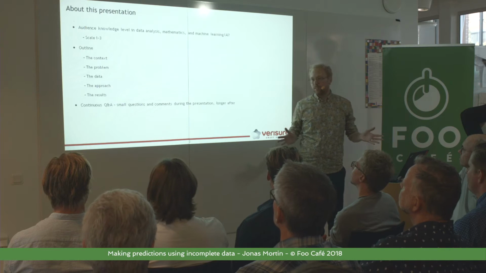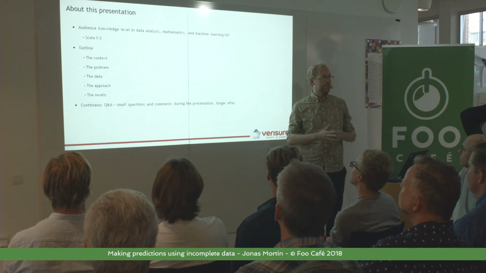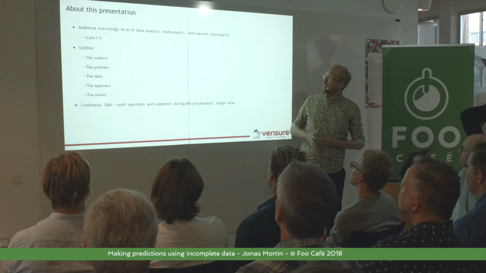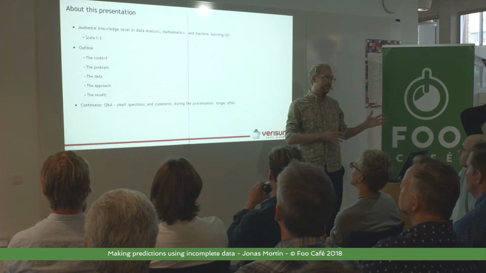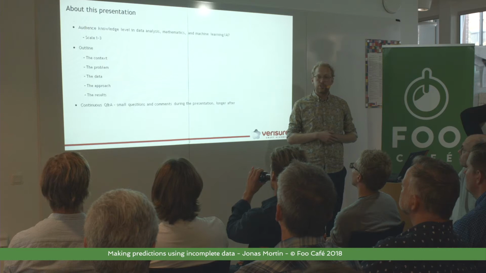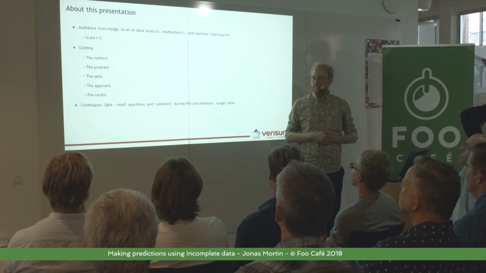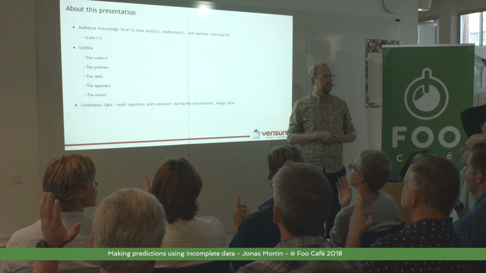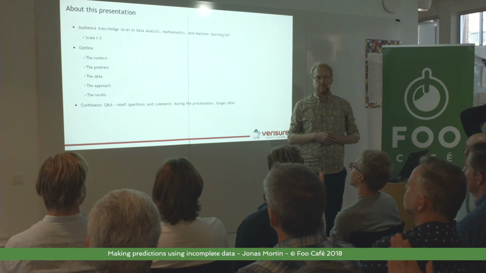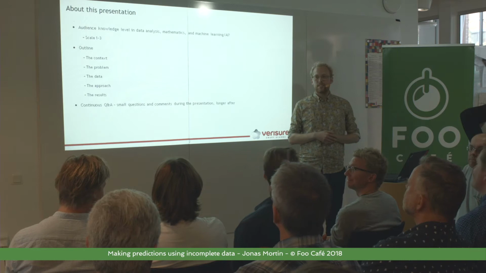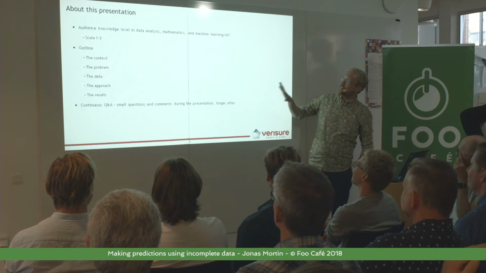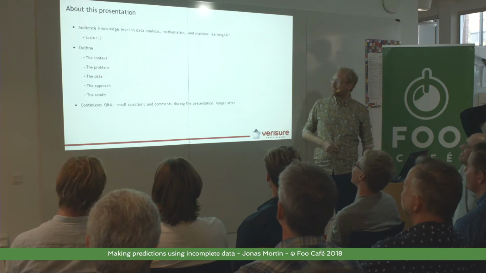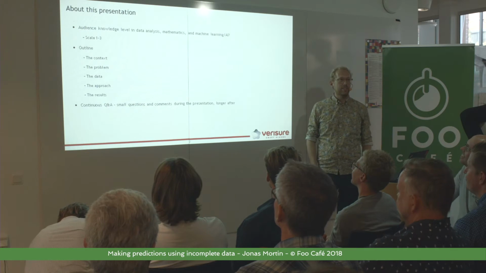So first, before we start, I want to just get a feel for the crowd a little bit. From a scale of 1 to 3, how knowledgeable would you say you are in data analysis, mathematics, and machine learning AI? Where 1 is know little and 3 know much. How many would call themselves a 1? And a 2? And a 3? Okay, it's like an average of 1.7 or so. It's helping me to make the right level of explanation.